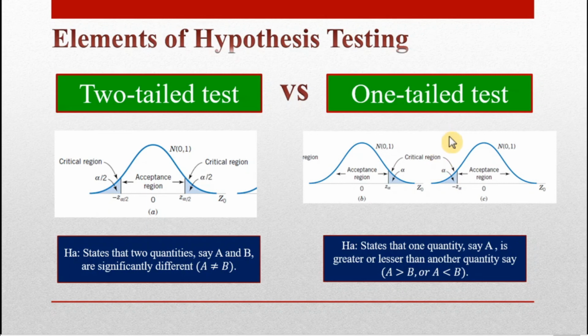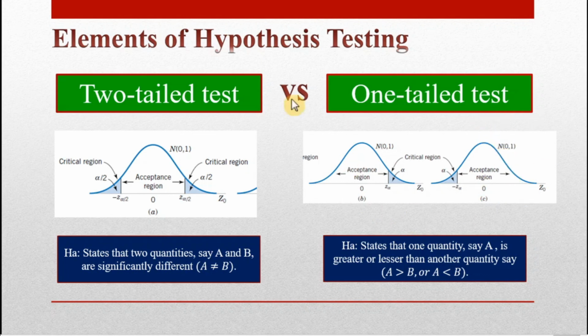If we specify that we are only testing for cases like A is greater than B or A is less than B, then we can concentrate on only one end of our distribution. So for example, in this particular case, this test corresponds to testing whether the test statistic is significantly greater than the hypothesized value. Or we are testing whether the test statistic is significantly lower than the hypothesized value. These are considered one-tailed tests.